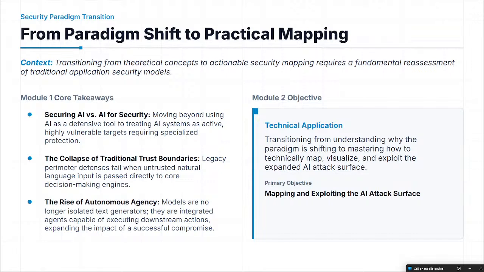Which is why in this particular module we'll be moving from the paradigm shift to mapping out the AI attack surface, visualizing it and checking out how to exploit it as well.